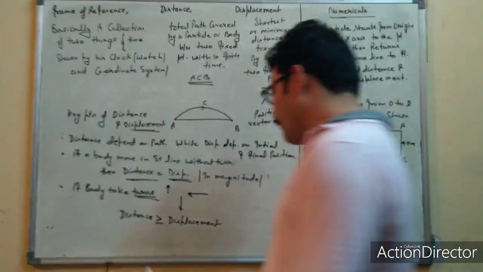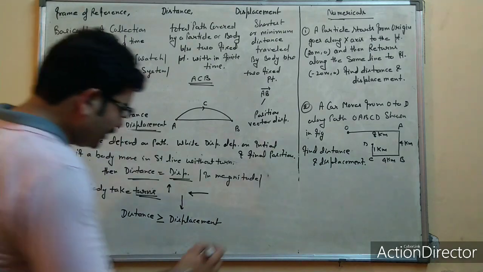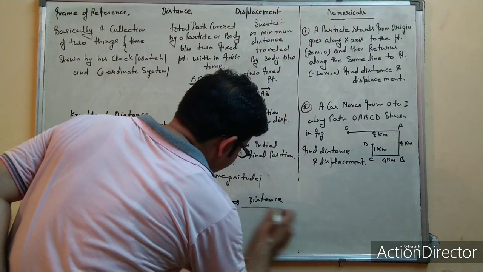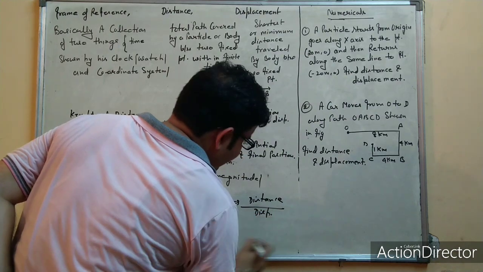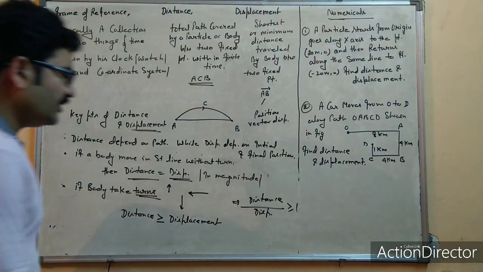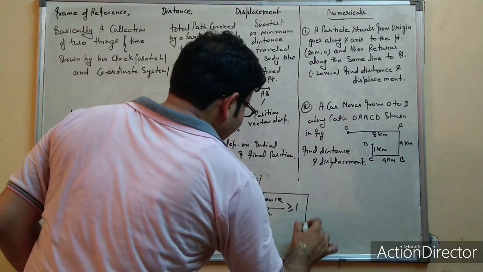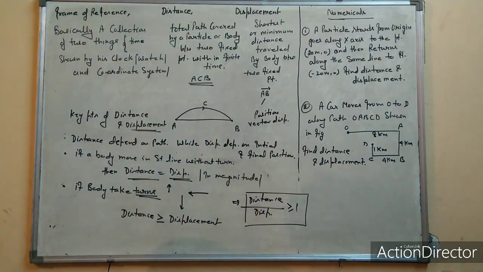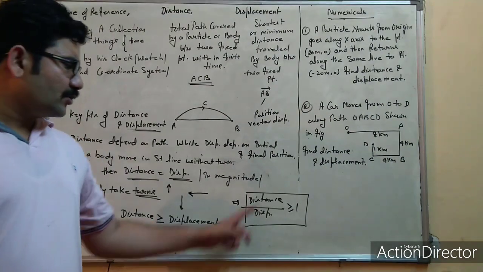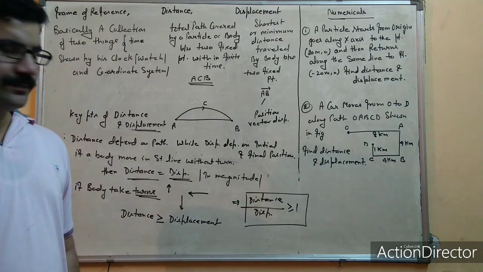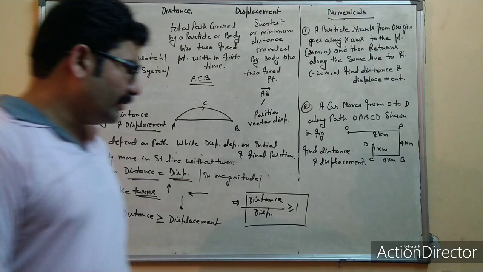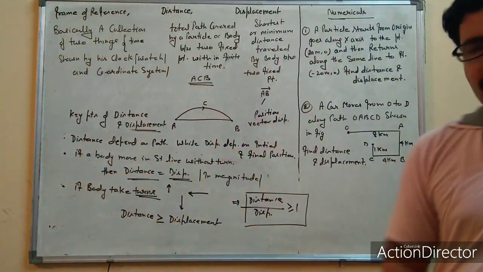Now, if you find the ratio of their terms in magnitude, it becomes distance divided by displacement, which is equal to or greater than 1. This is the main condition that examiners generally ask. What is the relation between distance and displacement? The ratio of distance to displacement is always greater than or equal to 1. It can never be smaller than 1.